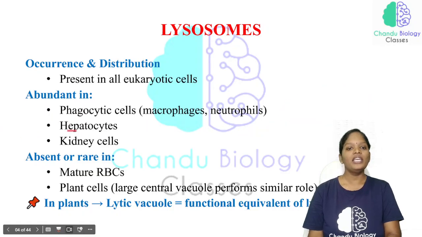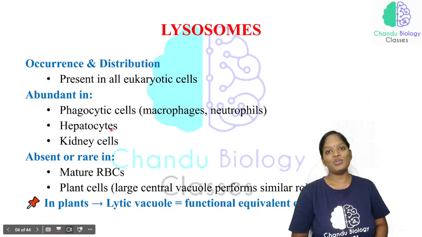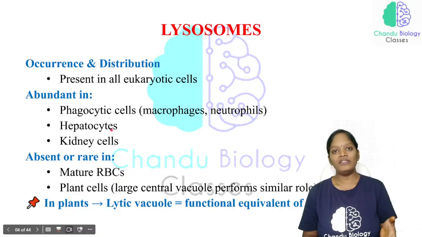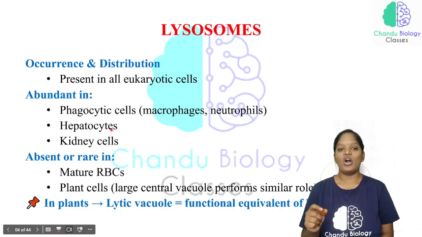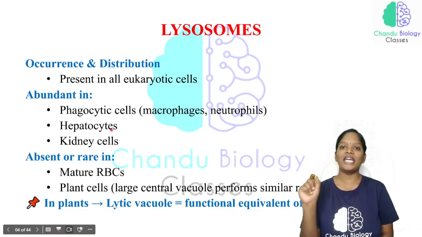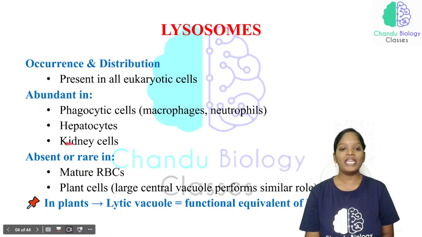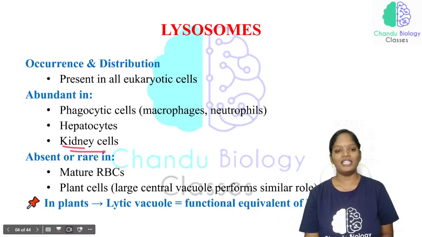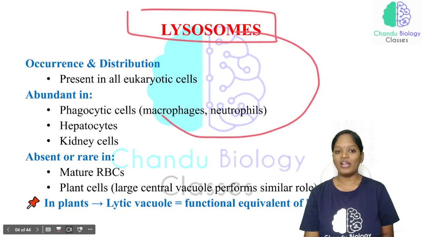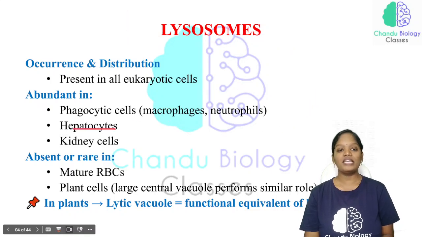Okay, and hepatocytes means what? Liver cells. The cell which is present in the liver is called a hepatic cell. So whenever you hear the word hepato, you have to relate that term with the liver. Now the kidney cells, the cells present in the kidney, right? So lysosomes are abundant in phagocytic cells like macrophages, neutrophils, hepatocytes and kidney cells.